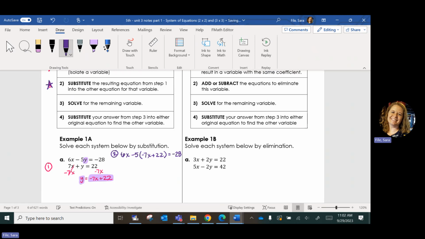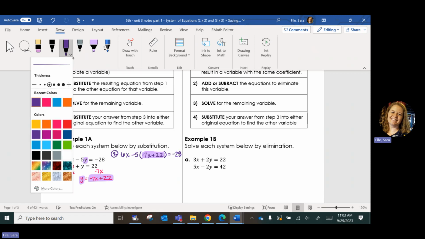So far, so good? So this is what I substituted in for y. So then step 3 says, now solve that equation after you make that substitution.